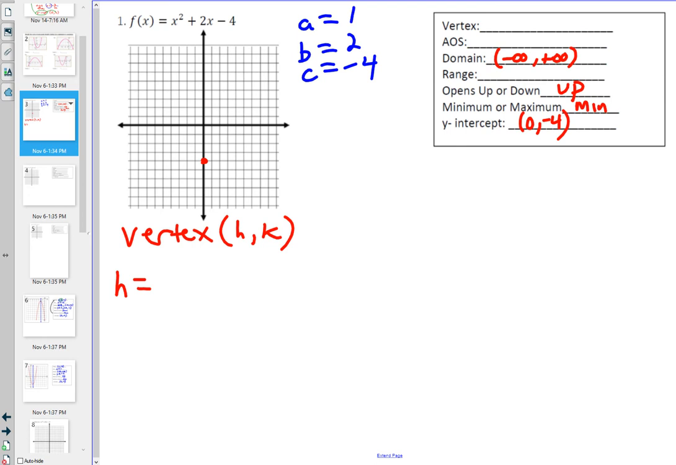Negative b over 2a. If b is 2, what is negative b? Negative 2 over 2 times a, which is 1. Negative 2 over 2 is going to be negative 1. Bam. Let's go back over here. Not that I really recommend jumping back and forth, but this is a little exercise to see how well you're understanding the connection between these two things.